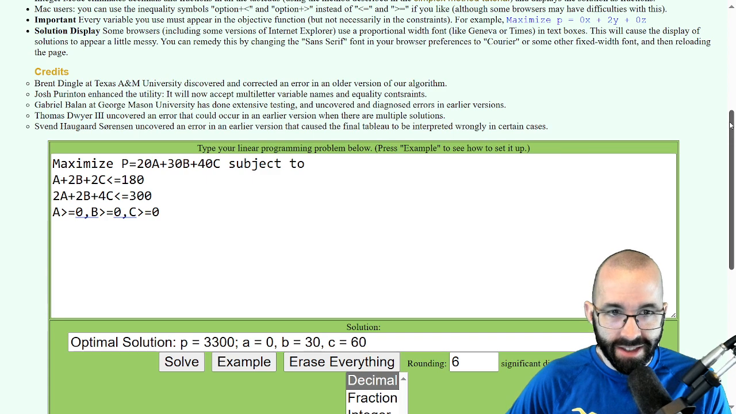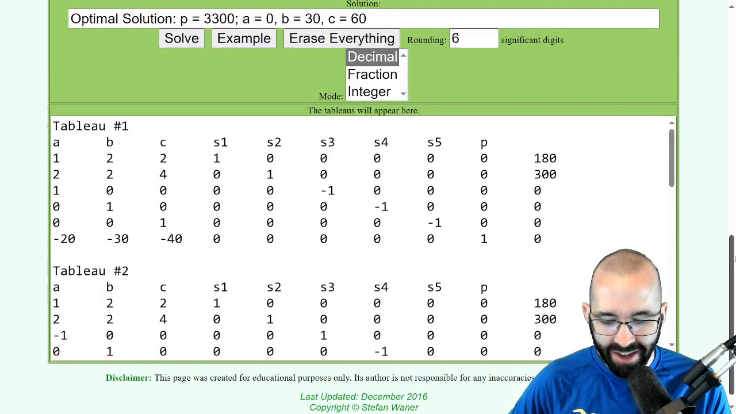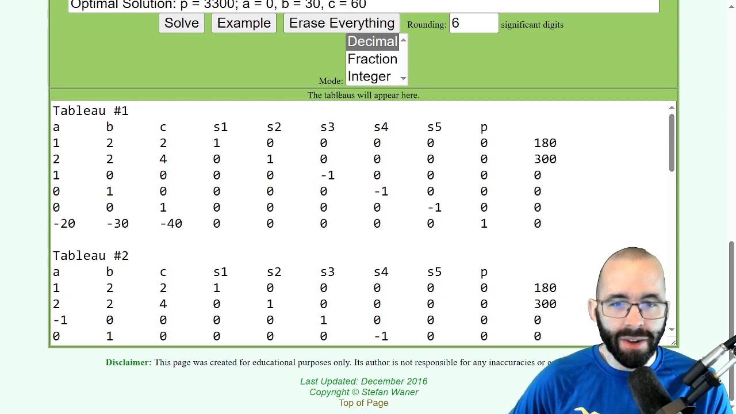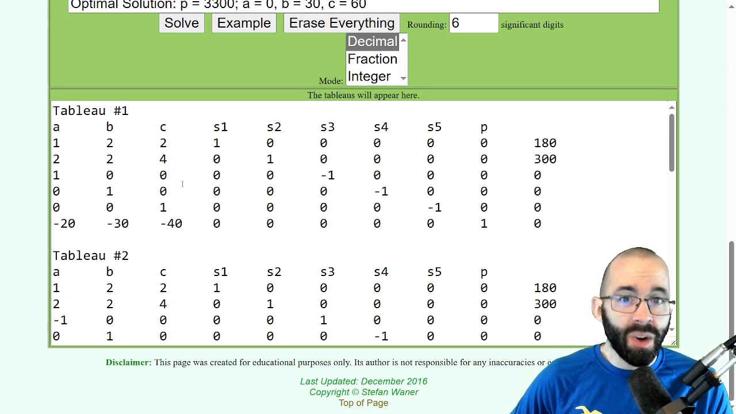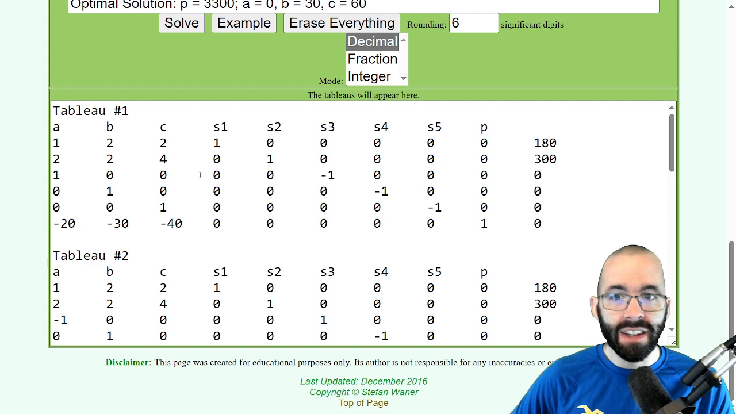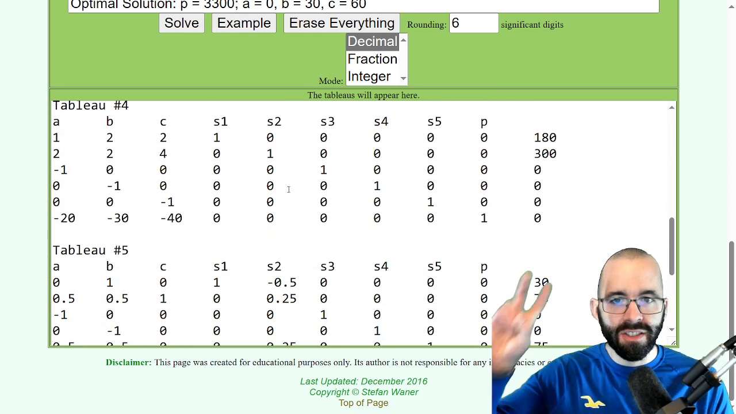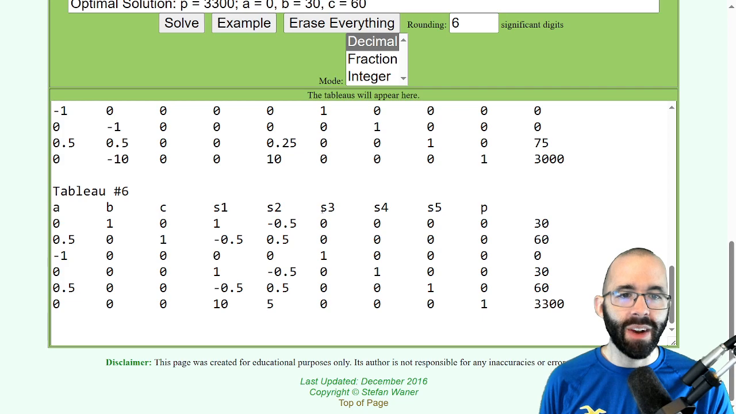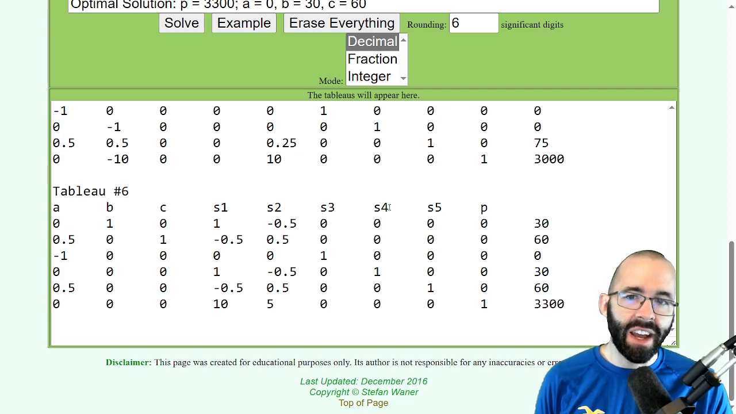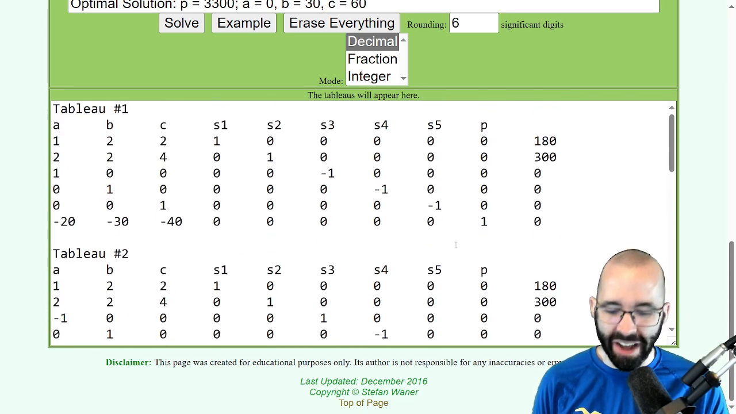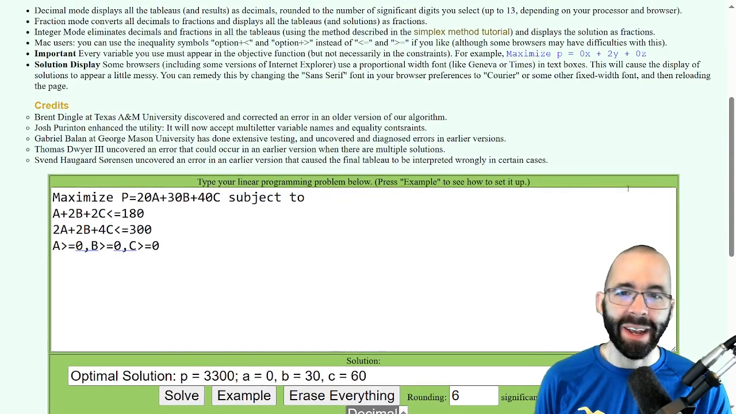If you want a little bonus, scroll down. Stuff down here talks about tableaus. If you're curious, what is the simplex method? How is it solving it? It solves it in these tableaus, which are kind of like matrices. And then they do a bunch of operations on each tableau to eventually get to the right answer. Anyway, we're not doing that, but that's what's happening on the back end.